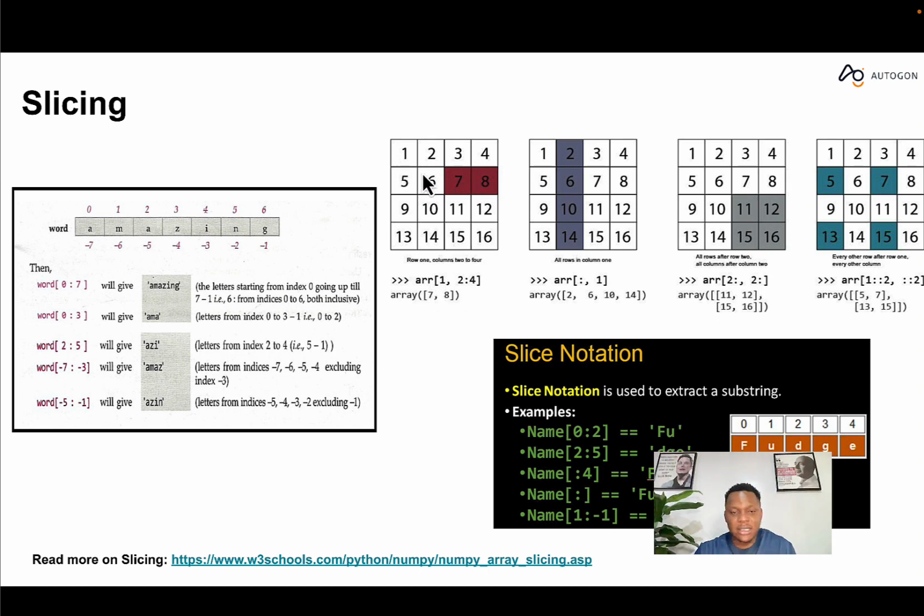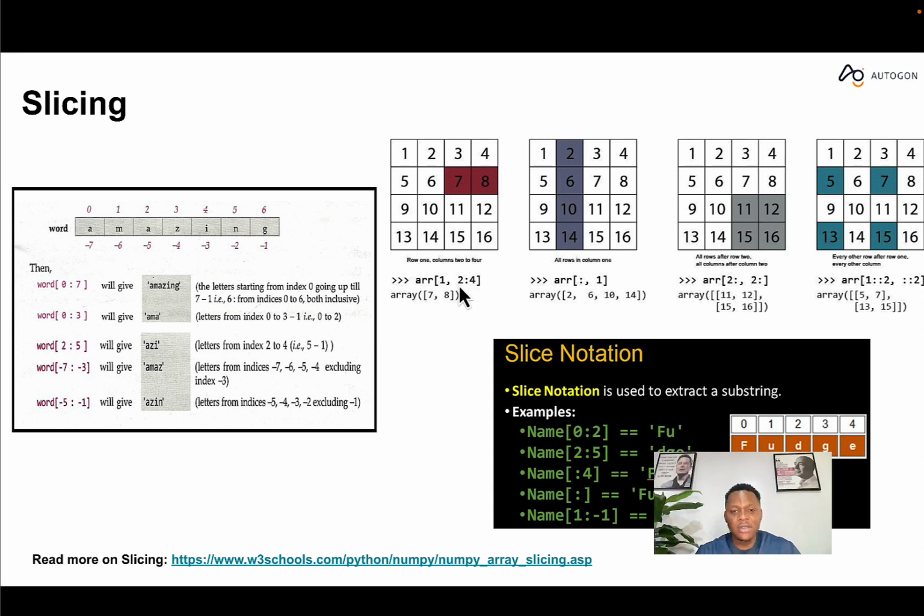Now see this data set: 1 2 3 4 5 6 7 8 9 10 11 12 13 14 15 and 16, and this is a 4x4 matrix. Very simple. We're not going into any complex math. Now array 1, column 1, 2:4. Can you see the result? 7, 8. And let me explain why.